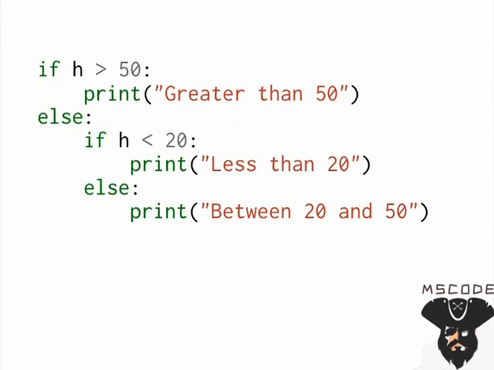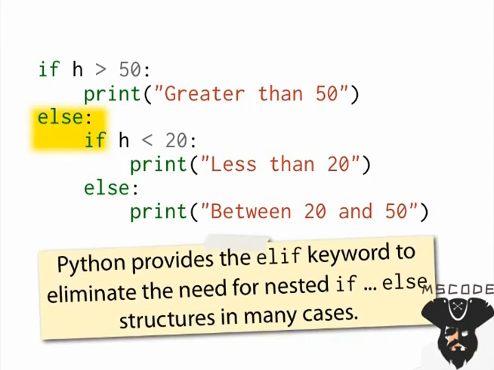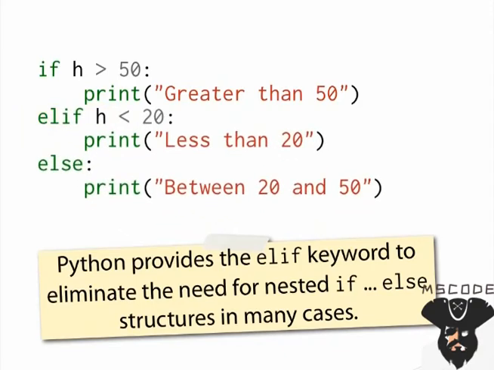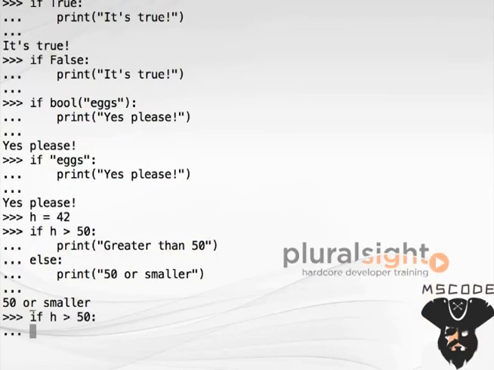For multiple conditions, you might be tempted to do something like this, nesting if statements. Whenever you find yourself with an else block containing a nested if statement like this, you should consider instead using Python's elif keyword, which is a combined else if. As the Zen of Python reminds us, flat is better than nested. This version is altogether easier to read. We'll quickly demonstrate it at the REPL.